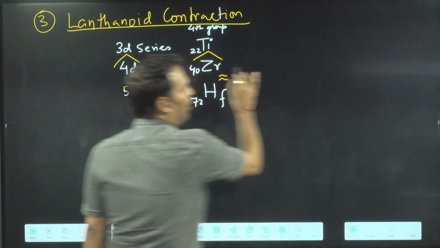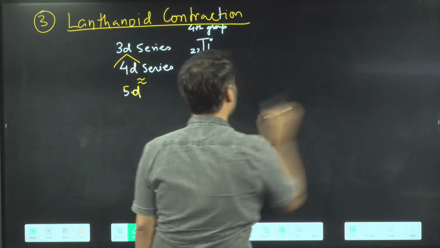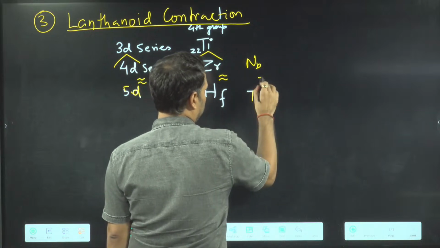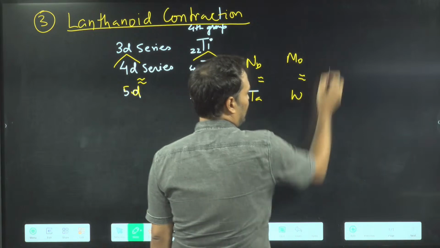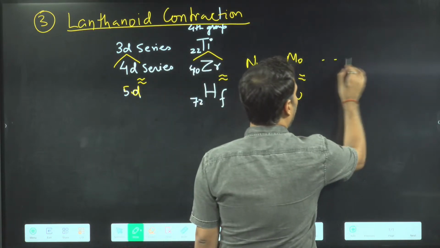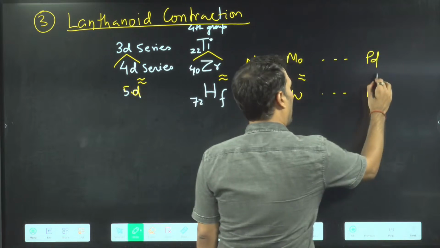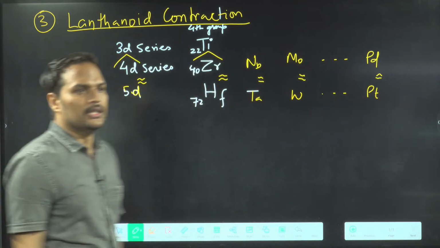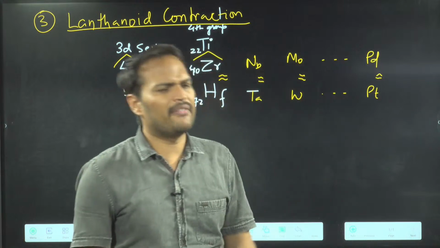Similarly, all the elements of the 4D series and 5D series have similar size. So zirconium, hafnium, niobium, tantalum, molybdenum, tungsten, technetium, rhenium, and so on, rhodium, iridium, Ag, Au. I am writing a few important ones. Palladium, platinum, all are having similar size. Everyone remembers this. Nothing is new.